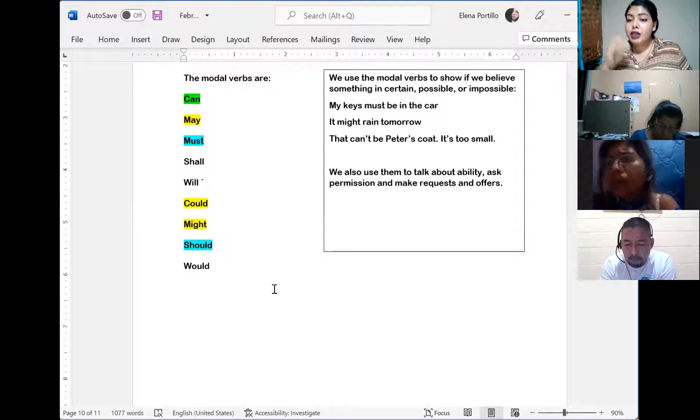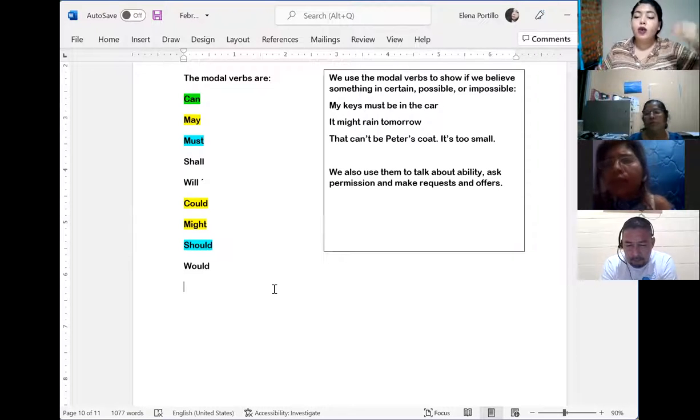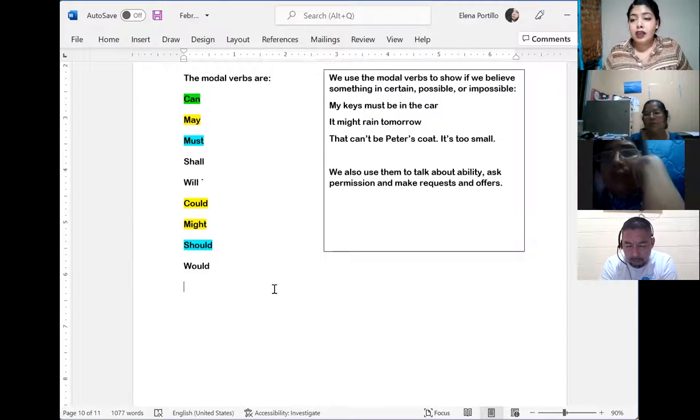We have reasons to say that because we are seeing that outside it's quite dark. And we say, it must be really, really late. But in the case that we see outside the sun or some light, we cannot say that it's quite late because of the things that we are seeing. But in the case that we see something that is really true, we can use must.